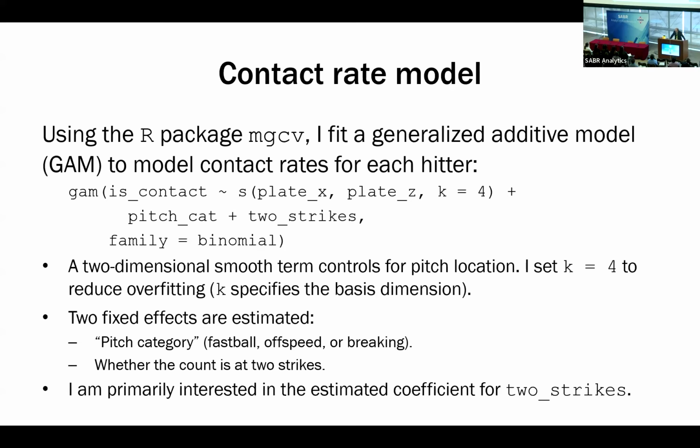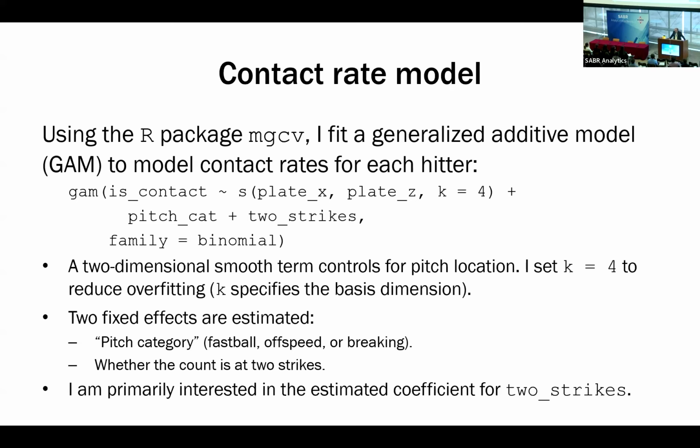Okay, so I'm not going to go through the details of every model I fit here. I wanted to give some details just to give you the flavor of the approach. To build the contact rate model, I'm fitting a generalized additive model, or GAM, to model contact rates for each hitter. So here are 433 separate models. What you see here is the R syntax that I'm using. Let me break that down a little bit. On the left-hand side of the tilde is my response variable. That's a binary response variable: is the hitter making contact or not?